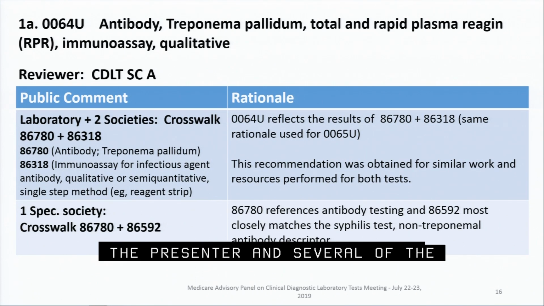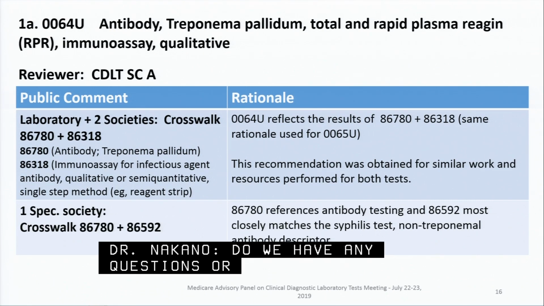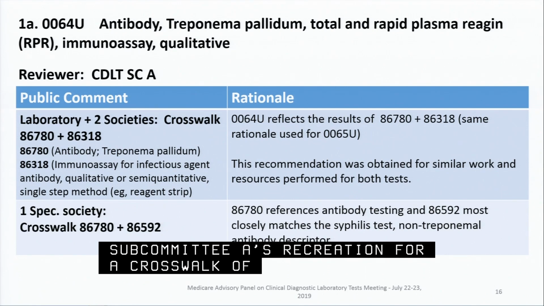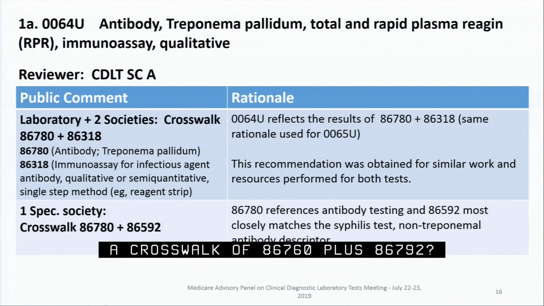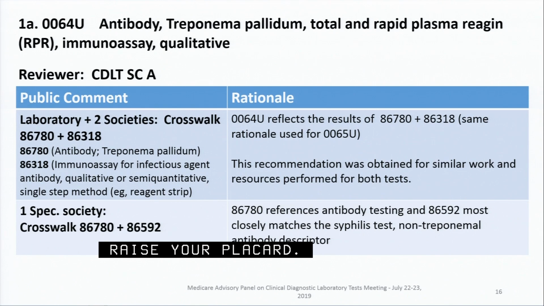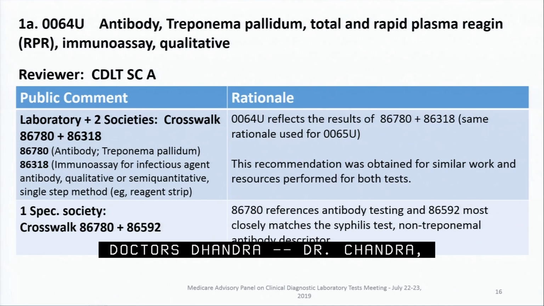Do we have any questions or comments from the panel members regarding Subcommittee A's recommendation for a crosswalk of 86780 plus 86592? If you have any questions, please raise your placard and we will identify you, or you can identify yourself before speaking. So can the moderator confirm that Doctors Chandra, Hansen, and Baselski have their lines open? Yes, their lines are open. Thank you. Do these panel members have questions?